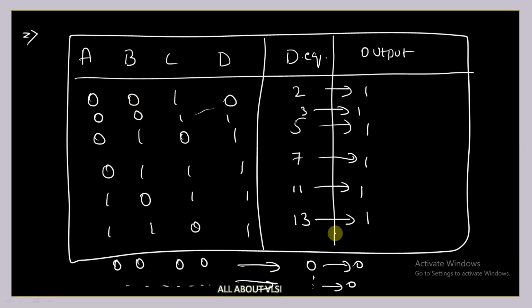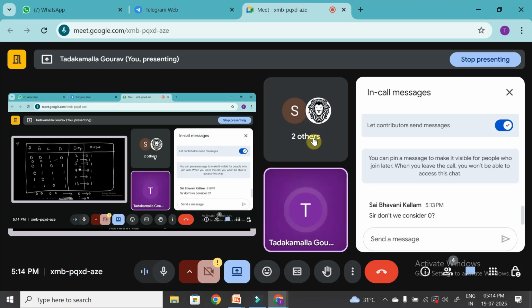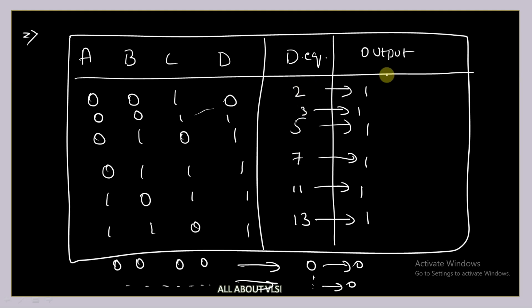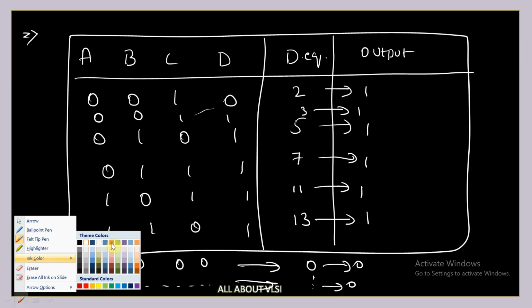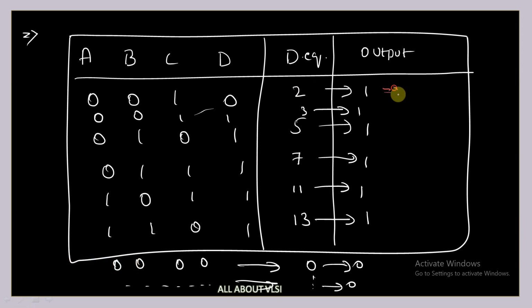So 2, 3, 5, 7, 11, 13, and remaining are all 0. Okay, so these are my main terms. So what are my main terms I'm getting here? The main terms I'm getting here are M2, M3, M5, M7, M11, and M13. These are my minterms.